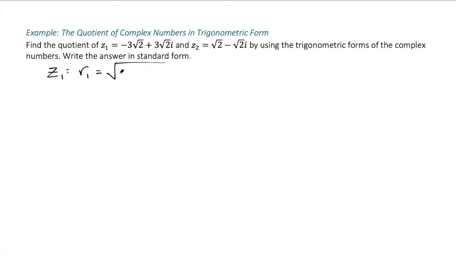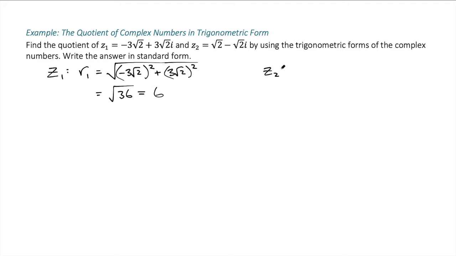So for z1, that's negative 3 root 2 squared plus 3 root 2 squared. Well, that's the square root of, this is 9 times 2 is 18, plus another 18. So this is the square root of 36, which is 6.